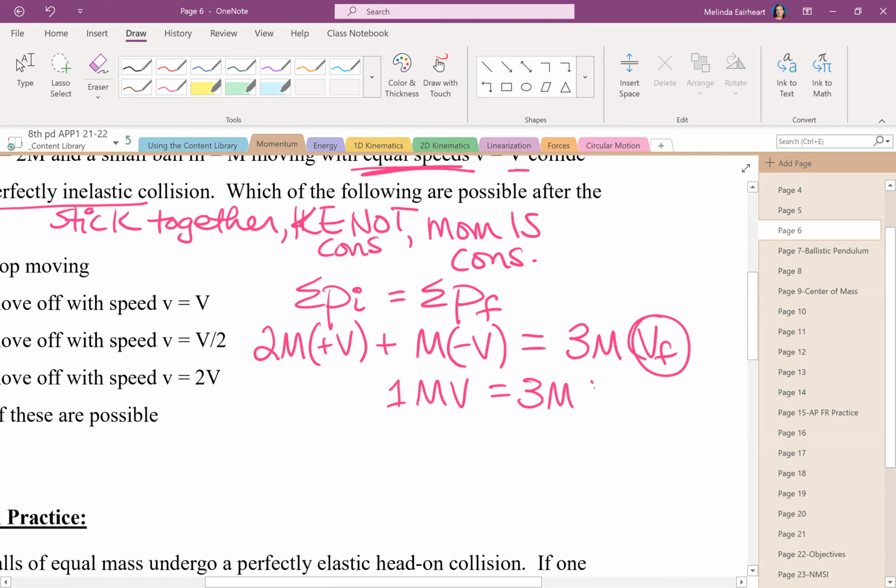What do you notice? The variable m cancels. The factors stay, but the m variable cancels. So to solve for v final, it would be the original speed given divided by 3, which is none of those. And so none of these are possible. Make sense? Okay.